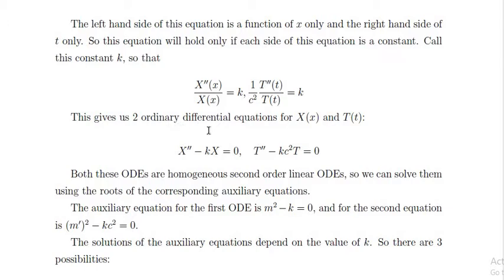This gives us two ordinary differential equations for X and T: X'' − kX = 0 and T'' − kc²T = 0. Both are second order homogeneous linear ODEs, so we can solve them using the roots of the corresponding auxiliary equations. The auxiliary equation for the first ODE is m² − k = 0 and for the second equation is m'² − kc² = 0. The solution of the above auxiliary equations depends on the value of k. So there arise three possibilities.